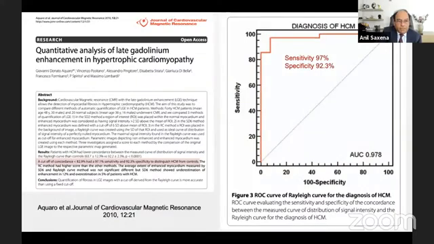Similarly, you have this quantitative analysis of late gadolinium enhancement in hypertrophic cardiomyopathy, and they've tried to differentiate between the 2 methods. And there is a ROC curve which they derive from certain parameters, and they found very good predictive value, which means the sensitivity is 97%, specificity is 92.3%, and you can see the area under the curve is very high. So it is almost covering the entire spectrum. So this is a very good classifier and very good test for this particular entity or the thing that we are trying to look at.